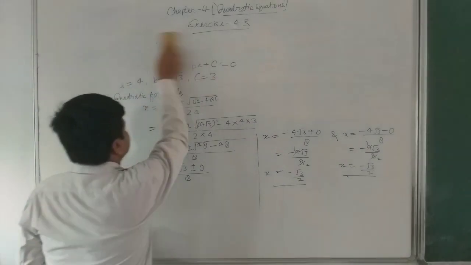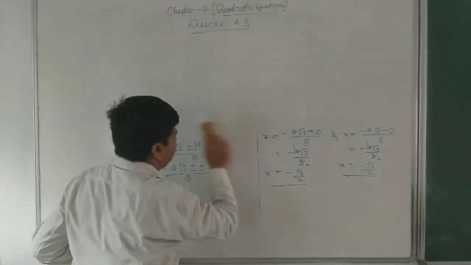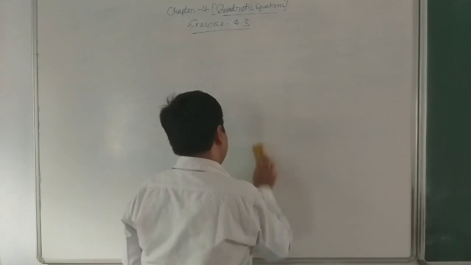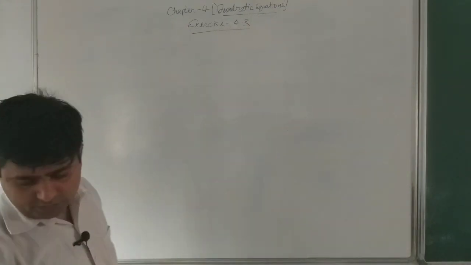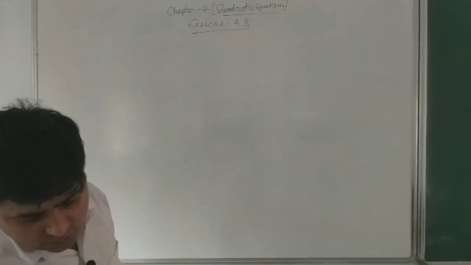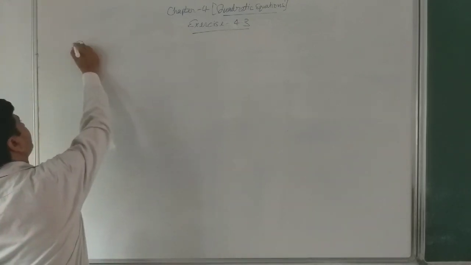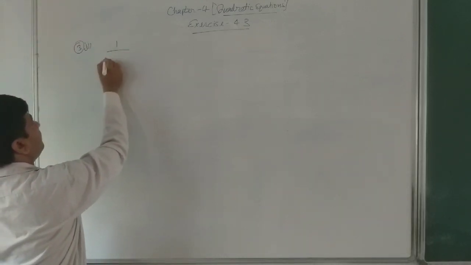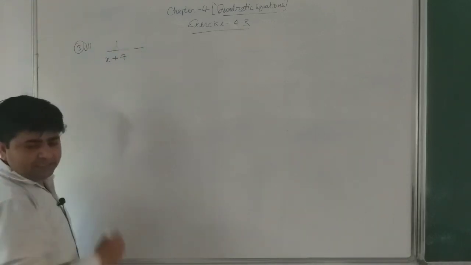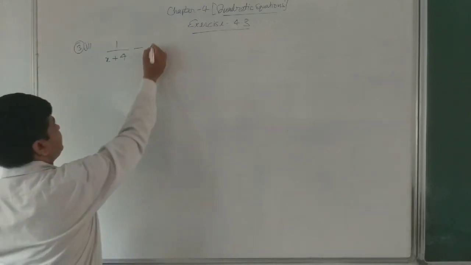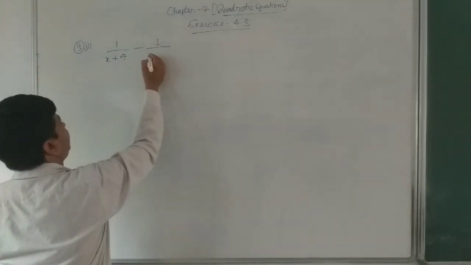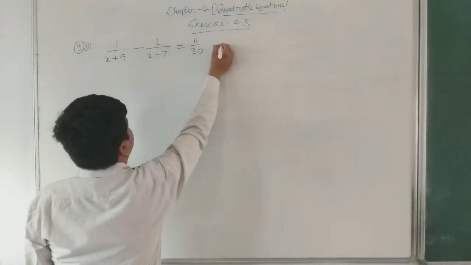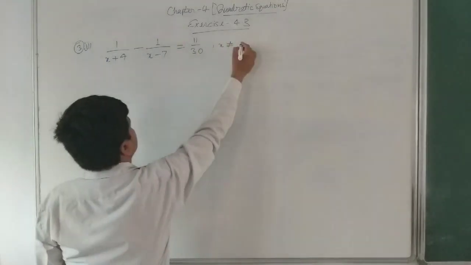So now the next question, that is the third. In the third question there are two parts, so I am solving one part. One part you have to solve yourself. So question number 3, there are two parts, so I am solving the second part. The second part is 1 upon x plus 4 minus 1 upon x minus 7 equals 11 upon 30, where x is not equal to minus 4 and 7.